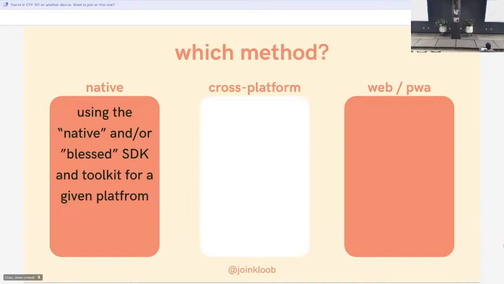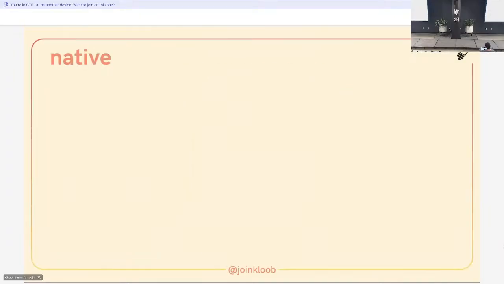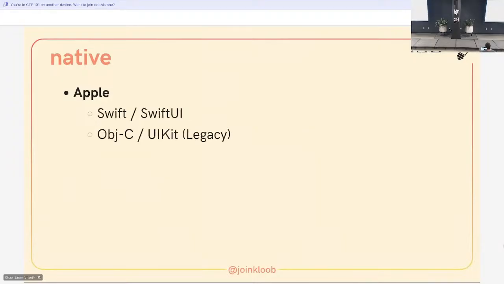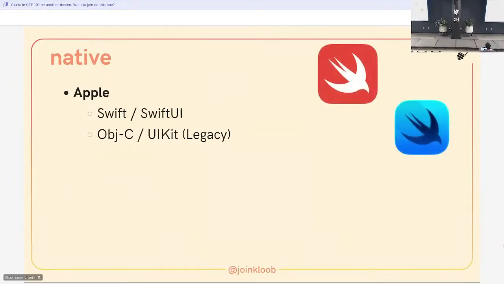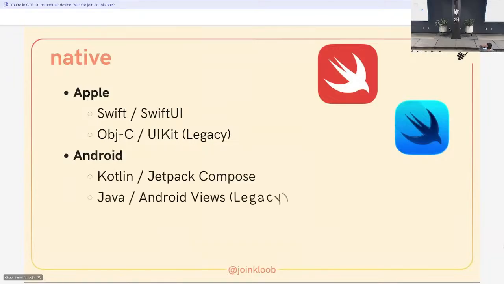And so I kind of just went over this slide already, but for Apple, you have SwiftUI and Swift, and Objective-C and UIKit for legacy, and those are their logos. Really cool bird. And then for Android, you have Kotlin and Jetpack Compose. You also have the older version, which is Java and Android Views. And Jetpack Compose is a very recent addition to the Android space.